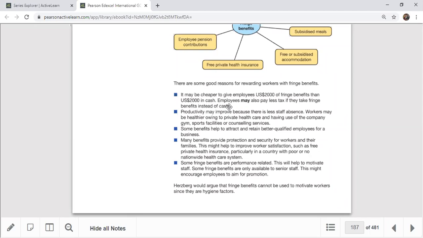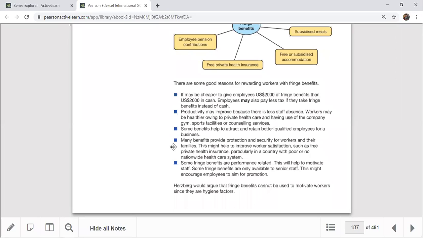Keep in mind, employees may pay less tax if they're getting fringe benefits, because for health insurance, meals and accommodation, you don't need to pay tax, right? The second one, productivity may improve because there is less staff absence, right? Workers may be healthier with private healthcare and the use of the company gym, sporting facilities, and counseling services. Third, some benefits help to attract and retain better qualified employees for a business.